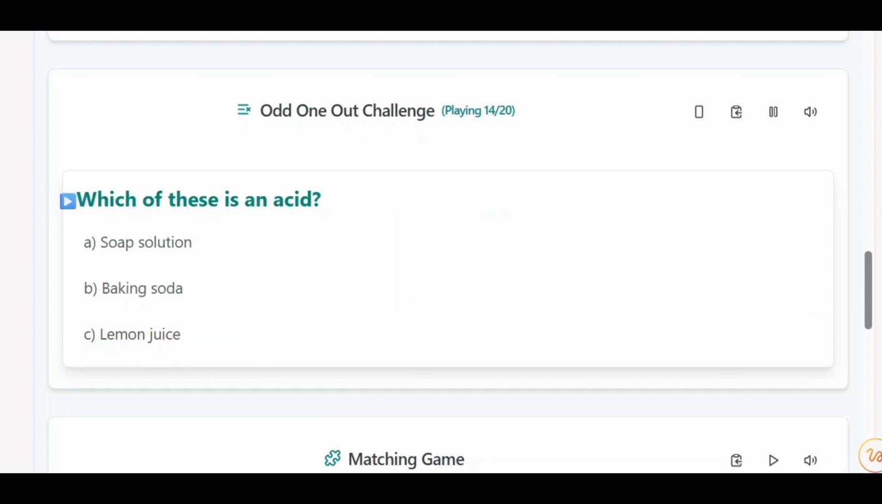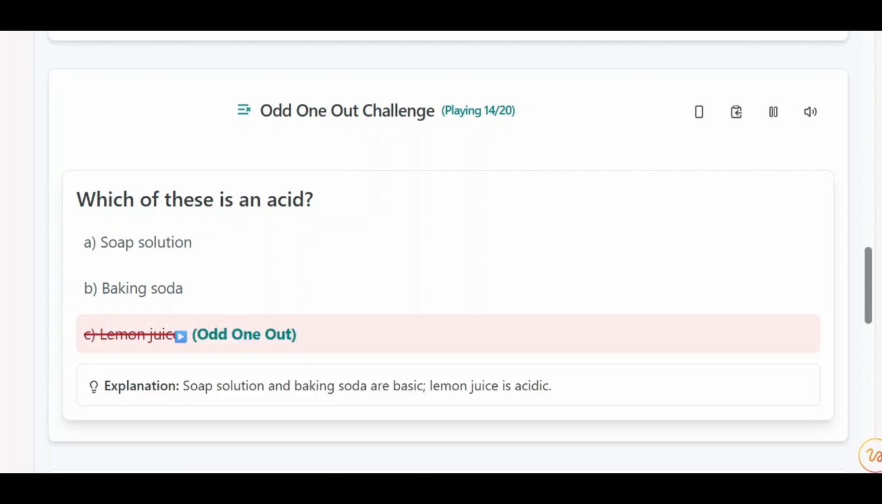Which of these is an acid? Soap solution, baking soda, lemon juice. The odd one out is lemon juice, because soap solution and baking soda are basic, while lemon juice is acidic.